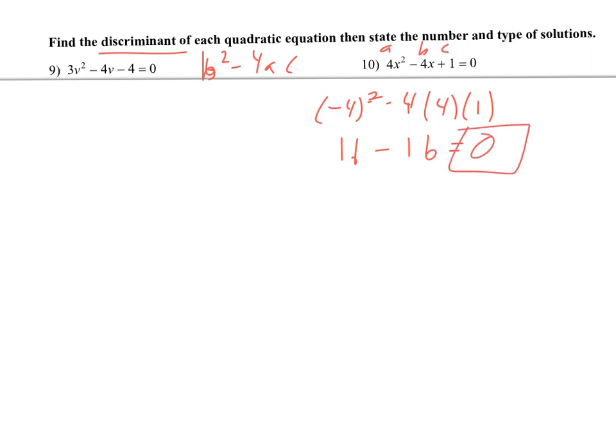And then what we need to know is that if this is positive, it's 2 real solutions. If it's negative, it's 2 imaginary solutions. But if it's 0, that actually means 1 real solution.